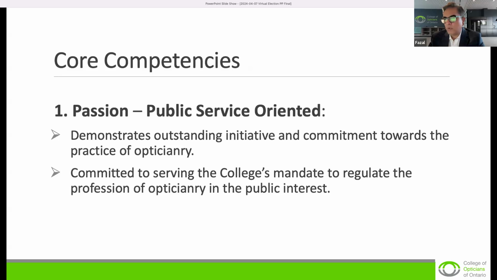So I'll just talk a little bit more in detail about these core competencies. A passion for public service, trying to understand, like, you have to be able to demonstrate an understanding of initiative and commitments towards the practice of opticianry, and that you're committed to serving the college's mandate to regulate the profession. So there's a wealth of knowledge on our website in the About Us section and all of that. So read up a little bit more. At the same time, after this presentation, if you're still wondering a bit about exactly what we do, you're welcome to contact Carolyn and myself, and we can talk a little bit more about it.